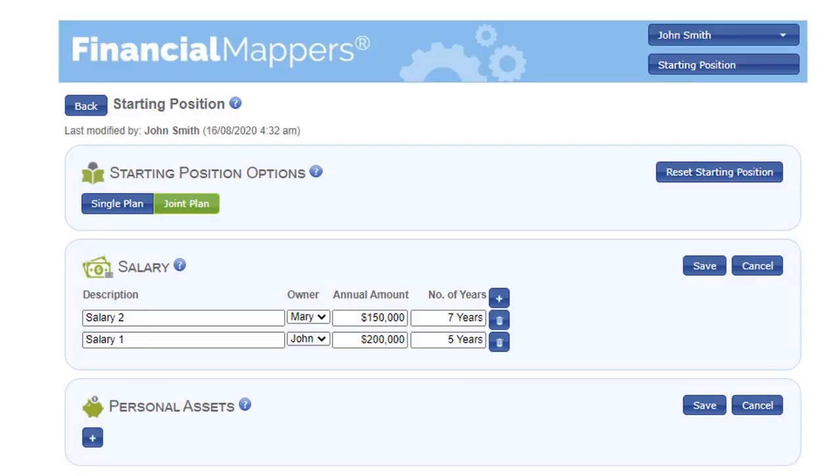First, the current financial information must be entered in the starting position. It is really important that you select the option Joint. If you do not, you will not be able to nominate the owner of the assets. Mary plans to work 2 years longer than John, as she is age 58 and John is age 60.